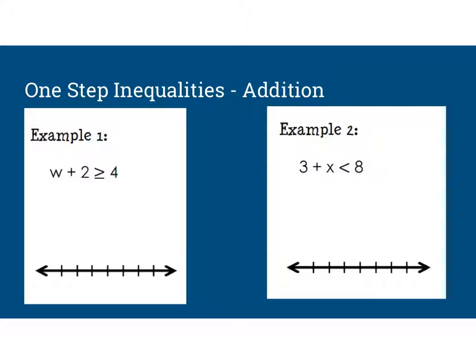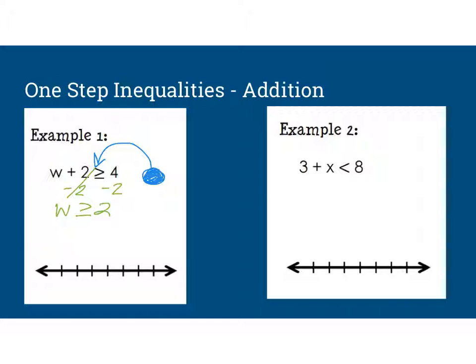So if we're looking at example 1, w plus 2 is greater than or equal to 4. I'm just going to solve like I would for an equation for w. So I'm going to get rid of the 2 by subtracting, and I'm going to have w is greater than or equal to 2. Now when I graph this, I'm going to want to use a closed circle because my sign is greater than or equal to, which means that it's going to include 2 because it could be 2 or anything greater.